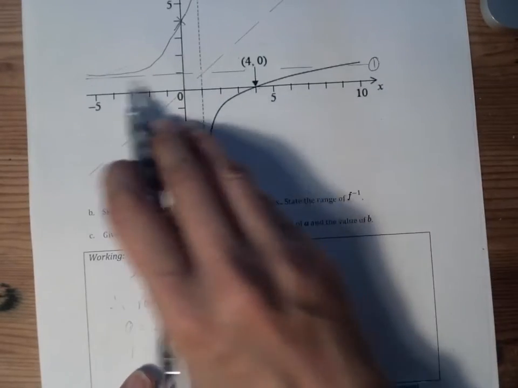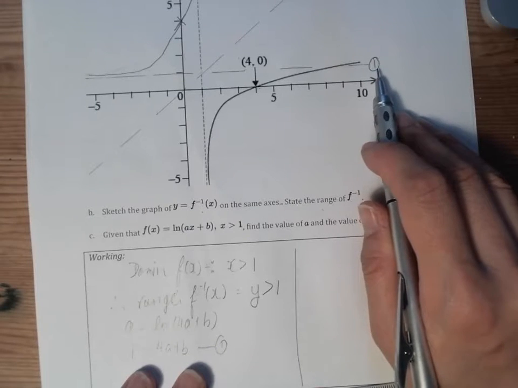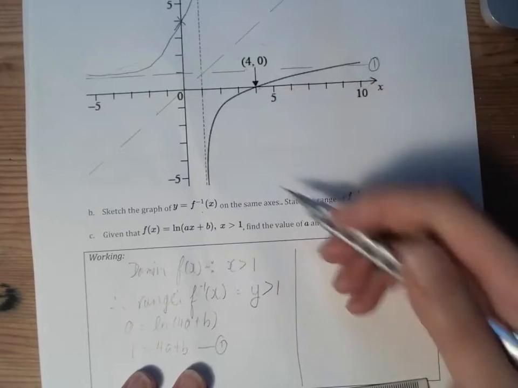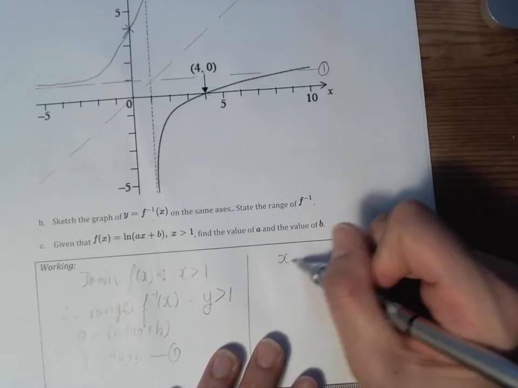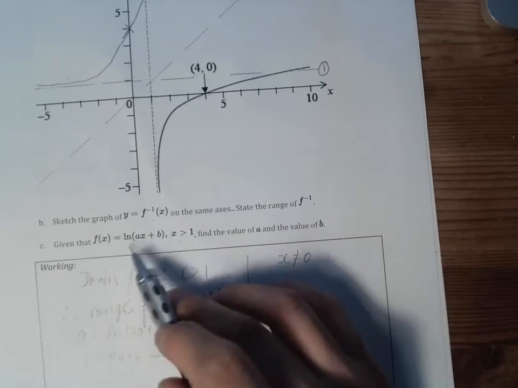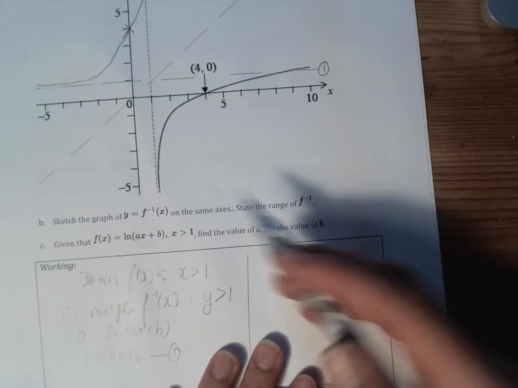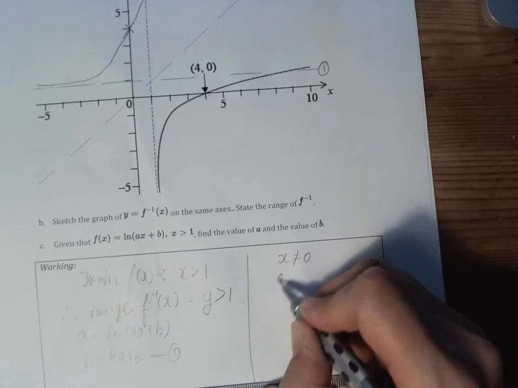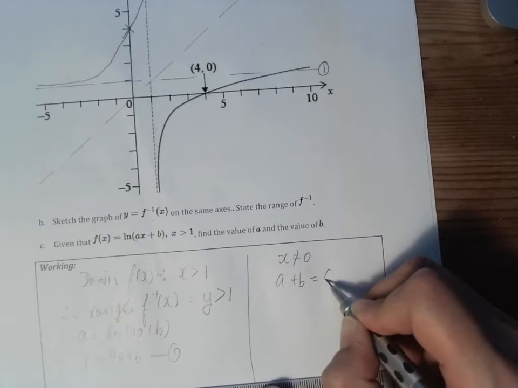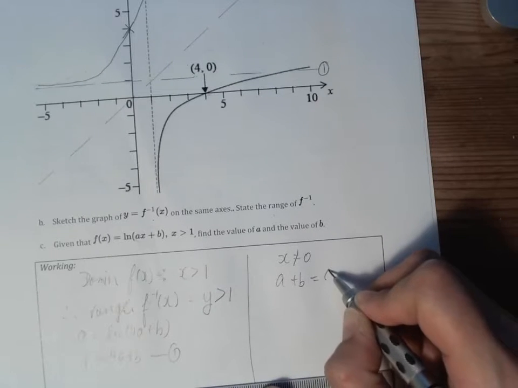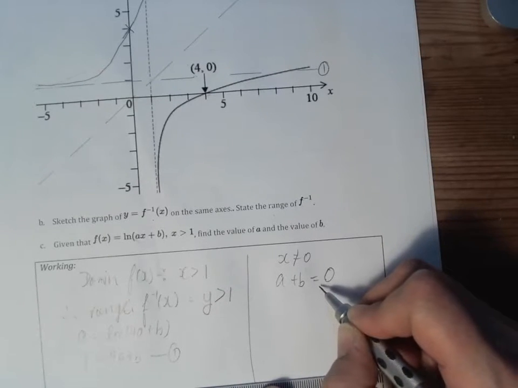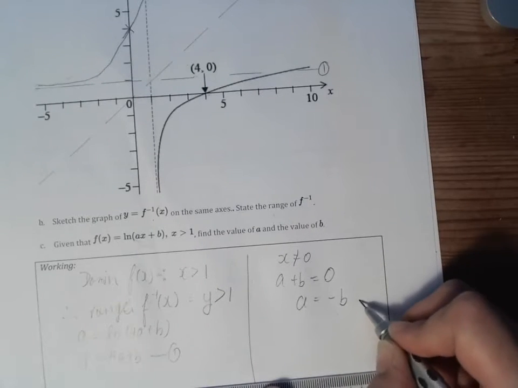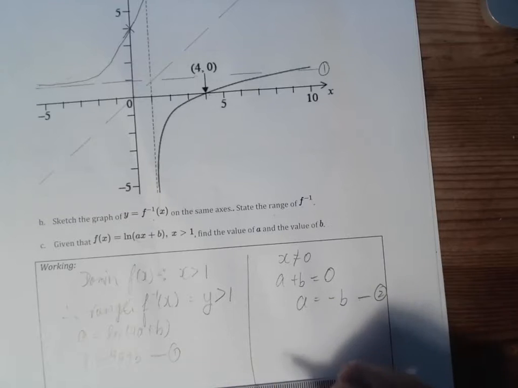The second point is we got the asymptote of x equals 0. So x could not be equal to 0, which means the inverse would be equal to 1. So what we can have is a plus b will equal 0. So a will equal negative b. Substitute that back into equation 1.